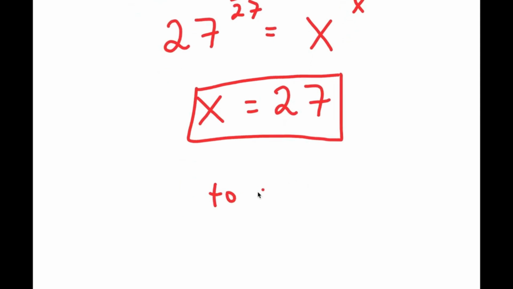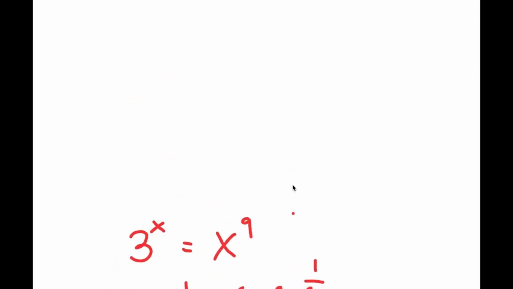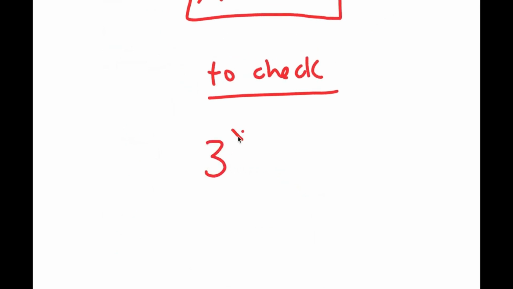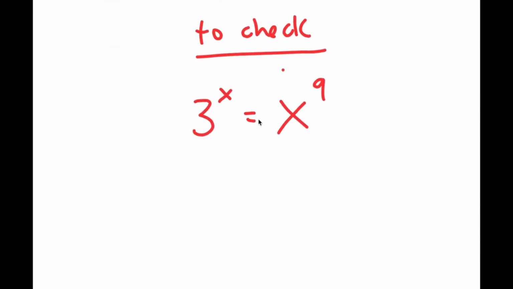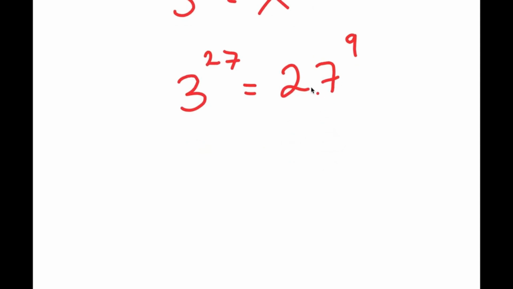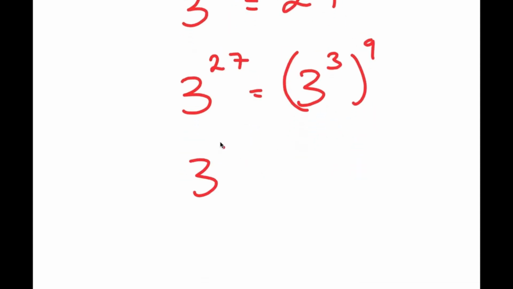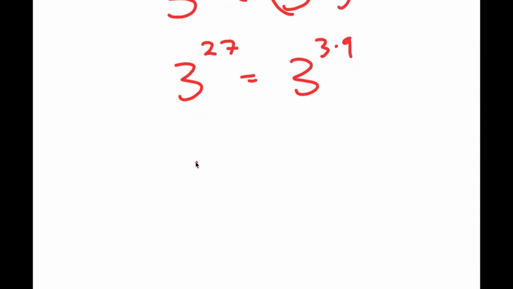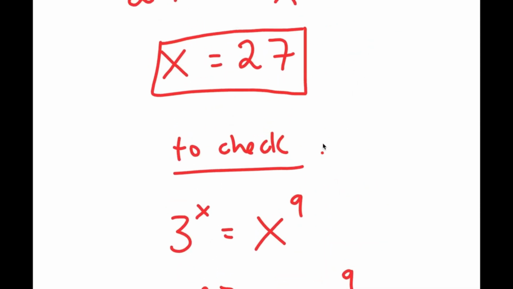So now to check, I can plug this in to my equation. 3 to the power of x is equal to x to the power of 9. x is equal to 27, so I get 3 to the power of 27 is equal to 27 to the power of 9. And 27 is the same thing as 3 to the power of 3. So I get 3 to the power of 27 is equal to 3 to the power of 3 to the power of 9, which is equal to 3 to the power of 3 times 9. And 3 times 9 is 27, so I get 3 to the power of 27 is equal to 3 to the power of 27. And this is right, so my solution over here is right as well.